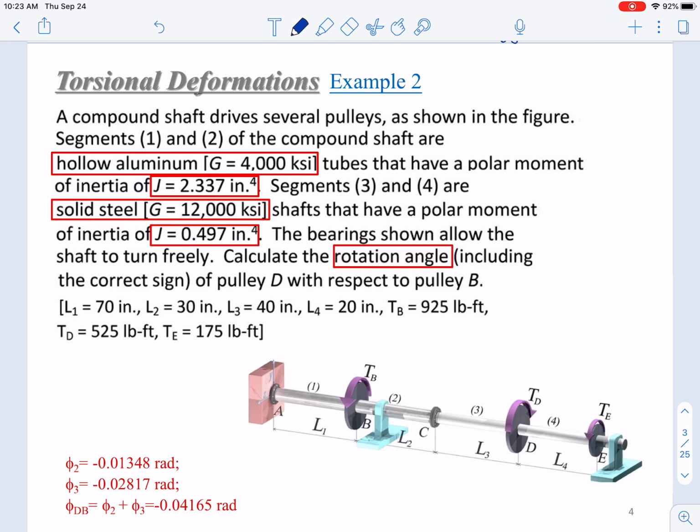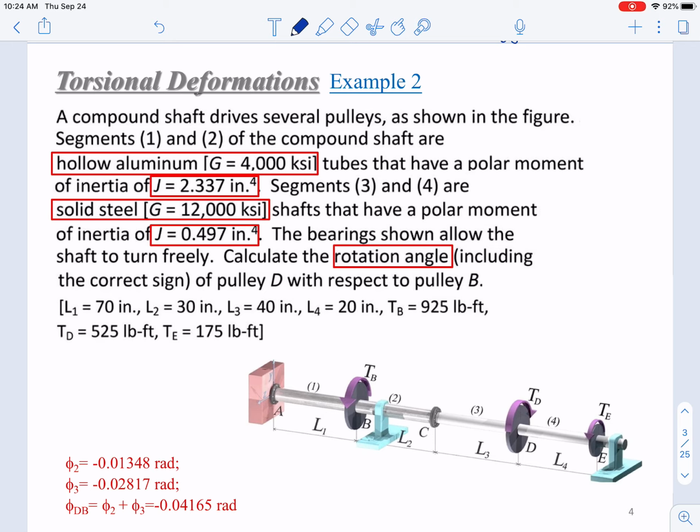In this example, we have a compound shaft that drives several pulleys as shown. Segments 1 and 2 are hollow aluminum with a G and a J. Then segments 3 and 4 are solid steel, a different material with different G and J. And the bearings shown allow the shaft to turn freely, meaning that no friction needs to be considered.